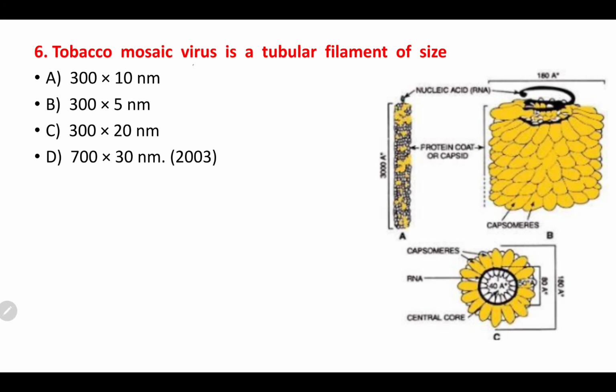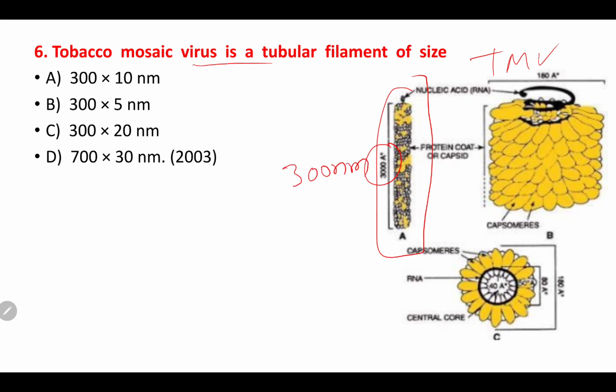Now let us move on to the 6th question. Tobacco mosaic virus is a tubular filament of size. See, this is a structure of what? TMV or the tobacco mosaic virus. These TMV particles are rod-like helical structures and the length is found to be 3000 angstrom or else 300 nanometer and the diameter is about 190 angstrom or 18 nanometer.